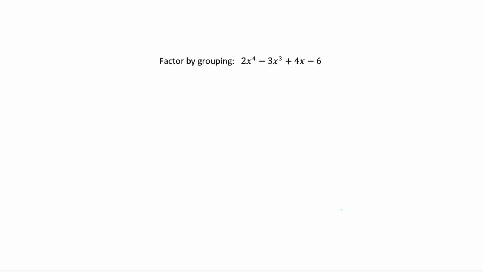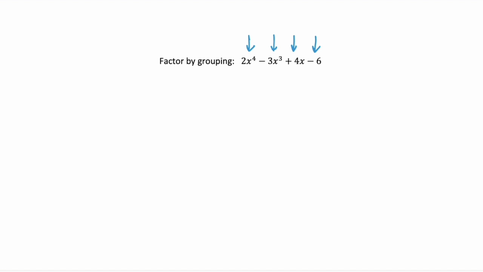I was recently asked by one of your classmates how to solve this type of problem. We're told to factor by grouping and to factor 2x to the fourth minus 3x cubed plus 4x minus 6. Now, if we weren't told to factor by grouping, it's kind of obvious because we have four terms: 1, 2, 3, 4. And whenever you have four terms, the easiest way to factor them is by grouping.